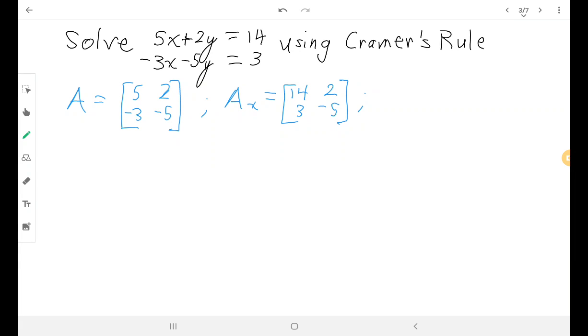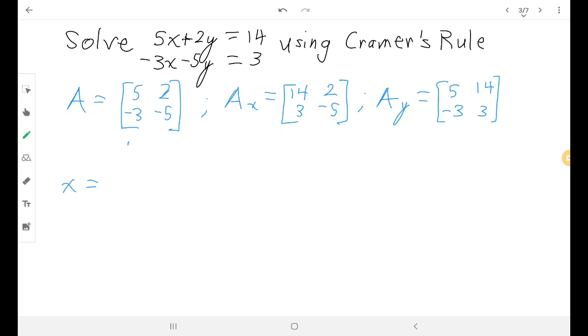And then matrix A sub y is copy the first column and replace the y column now with the answers. So 14, 3 right there. And then x equals, and I'm going to use different notation because Edgenuity likes to go back and forth in the notation.